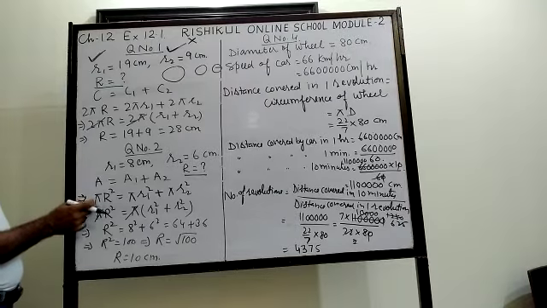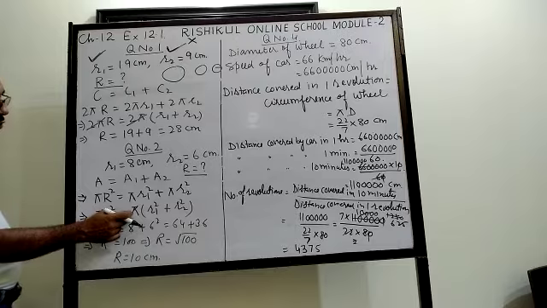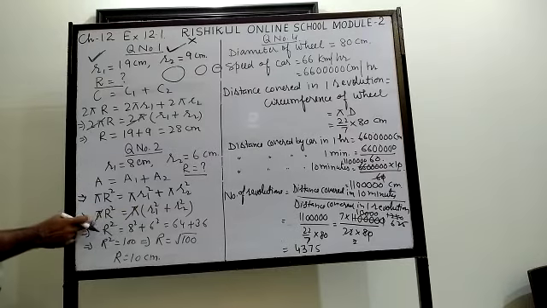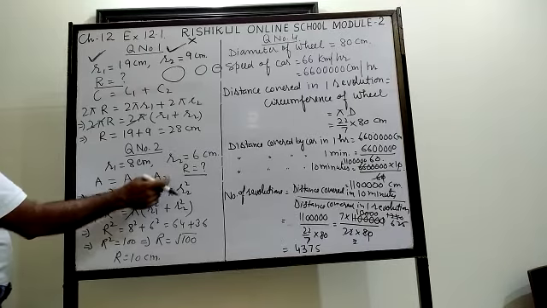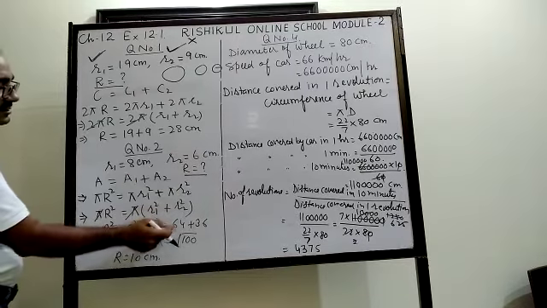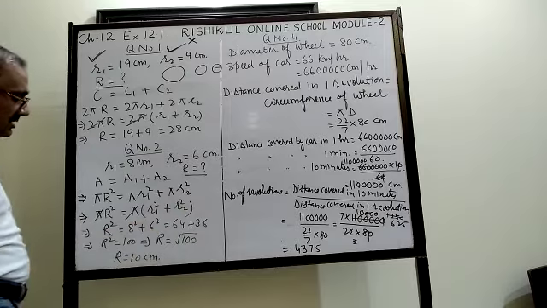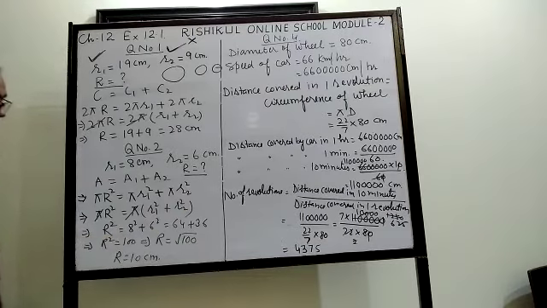Area of circle pi r square, pi r1 square plus pi r2 square. Pi is common, r1 square plus r2 square, and pi cancelled by pi. So R square is equal to r1 8 square, r2 6 square, and 8 square 64, 6 square 36, and capital R square is equal to 100. R is equal to root 100. Root 100 means 10 centimeter. Clear? So these two questions are very easy.